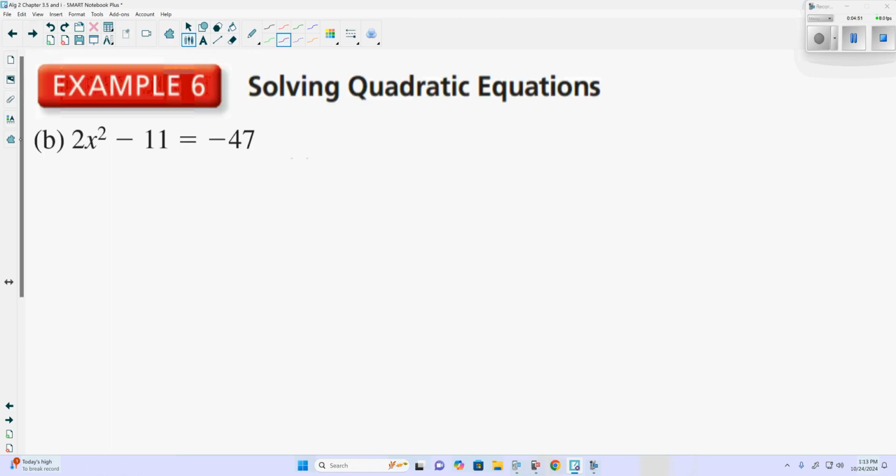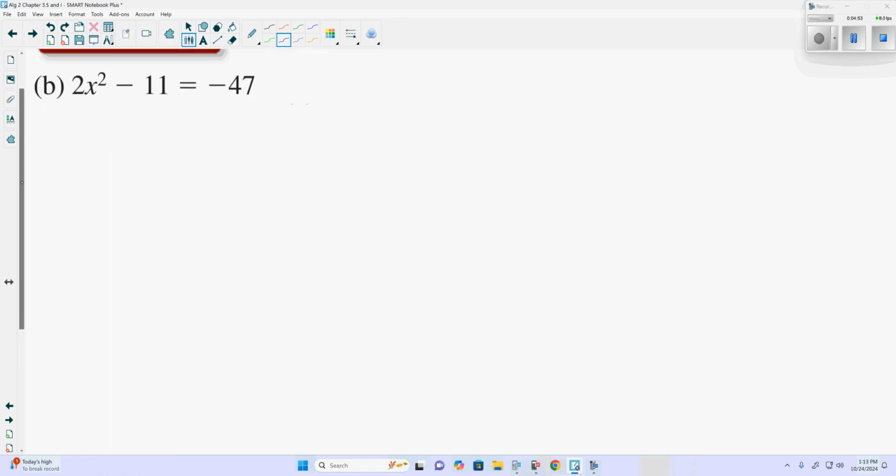We're going to look at the next one. 2x squared minus 11 equals negative 47. Again, we're going to be using the square root method, and part of the reason we know we can use the square root method is there is no middle term. There's no x to the first power, just x squared. So the first thing we need to do is get the x squared term by itself. Our first step in getting the x squared term by itself is to add 11 to both sides.